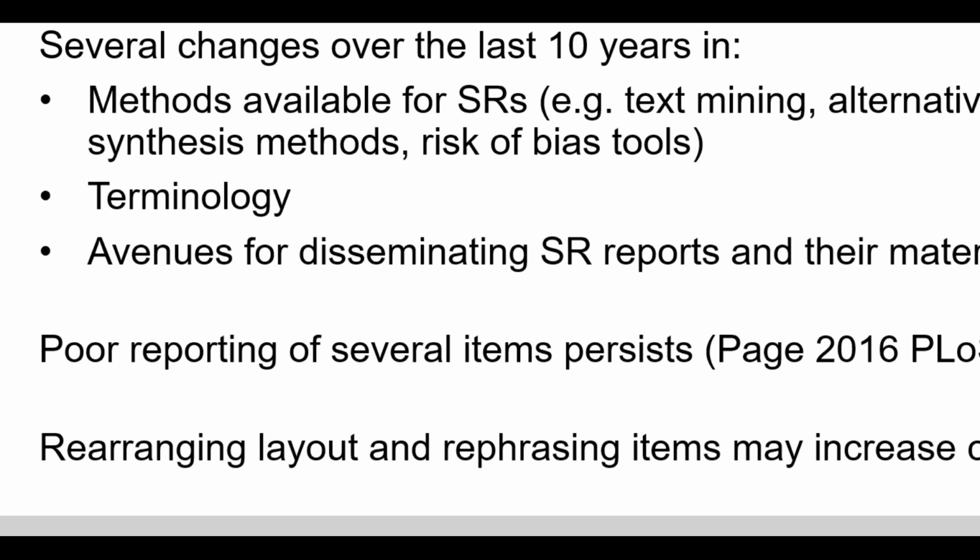And in addition to that, we've noticed by evaluating the reporting quality of existing systematic reviews that poor reporting of some items persists, and we suspected that the reason for that might be because some items themselves might have been containing a bit too many elements, which meant that it was harder for readers to understand what exactly it is that they needed to report in order to fully adhere to a particular item. So we thought we would take the opportunity to rearrange the layout and rephrase the items to help increase clarity.